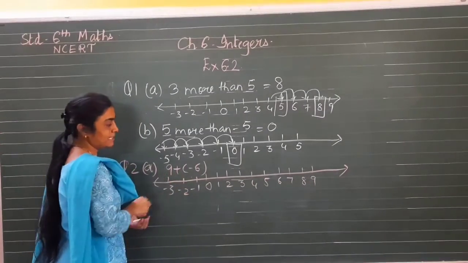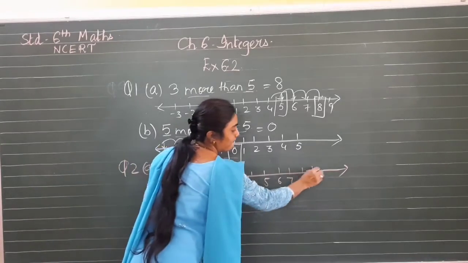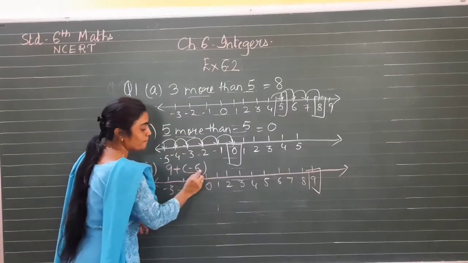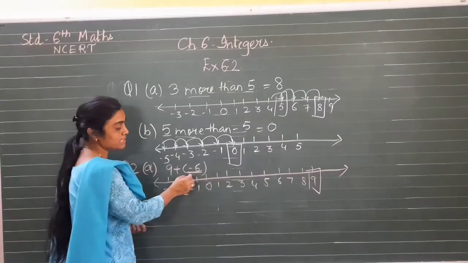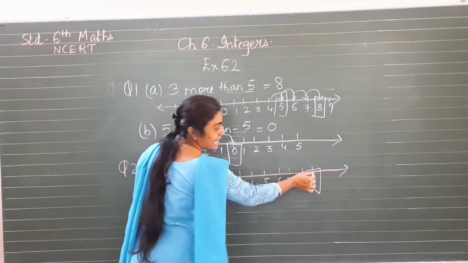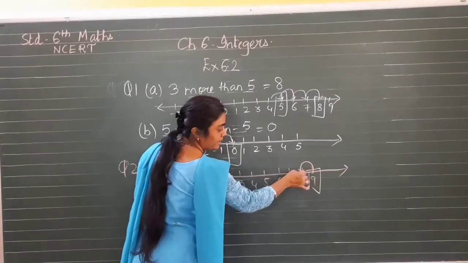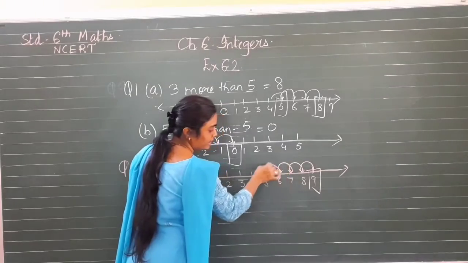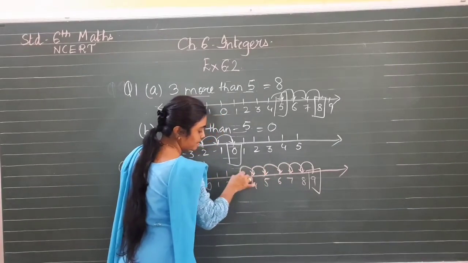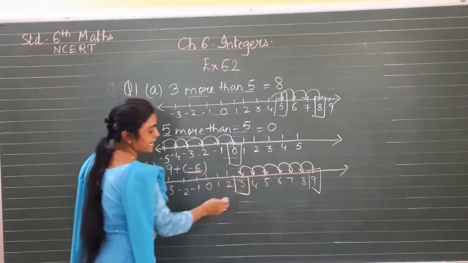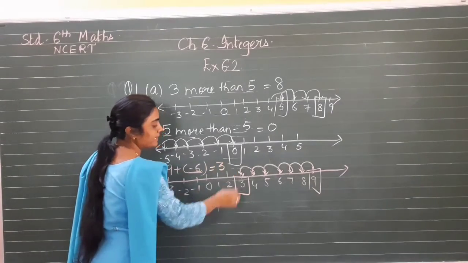Now plus 9. So it is plus 9. We have to go minus 6 steps towards left hand side. So we will start counting from 9. 1, 2, 3, 4, 5, 6. So we will reach at 3. So the answer will be 3.